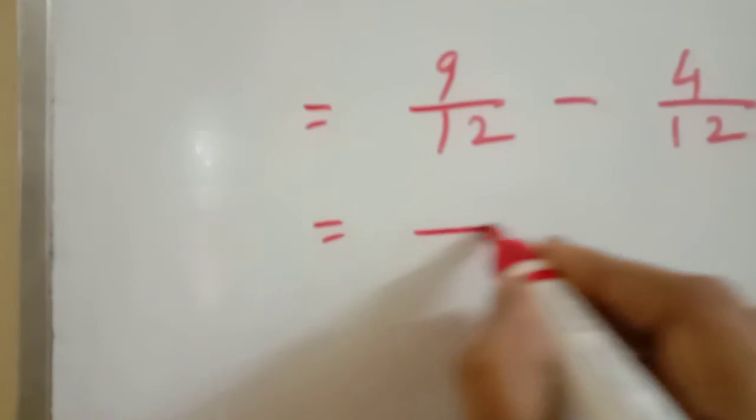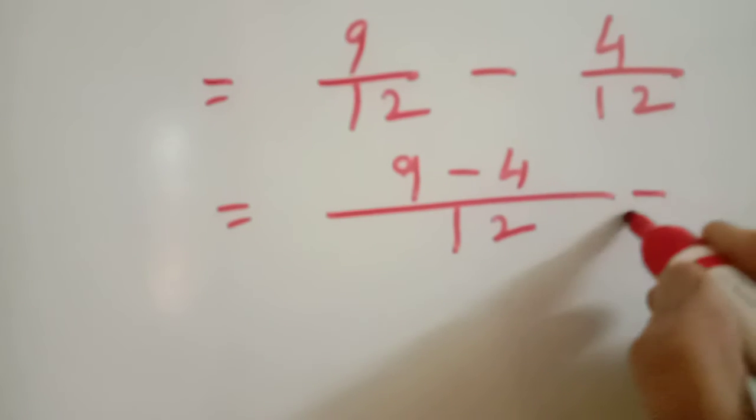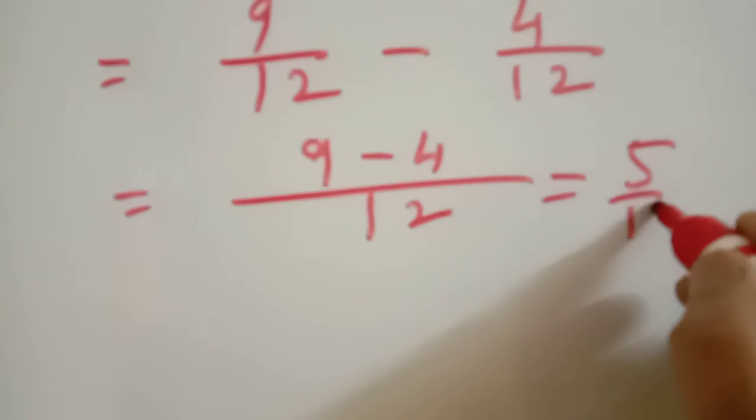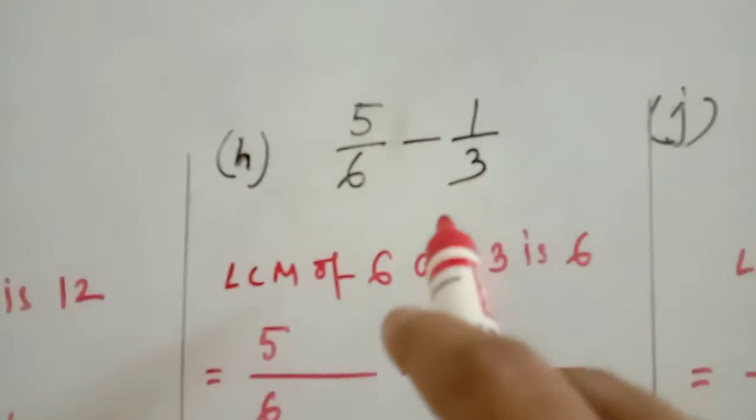What numbers are you getting now? 9 minus 4 equal to 5 by 12. This is the answer. Here also, 6 and 3, they gave the numbers 5 by 6 minus 1 by 3.